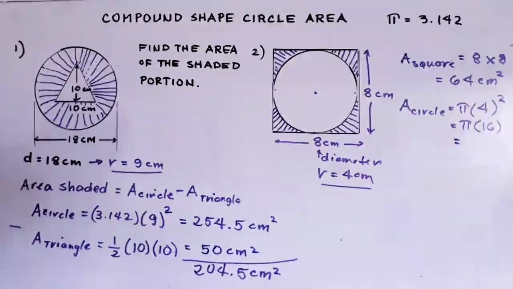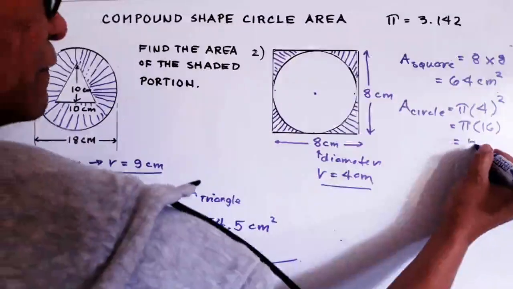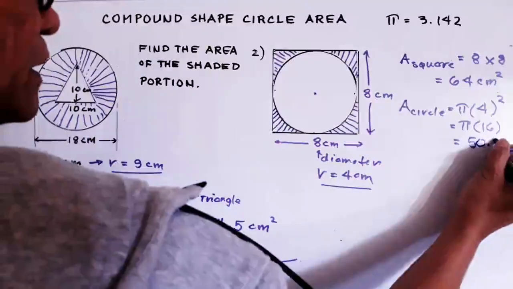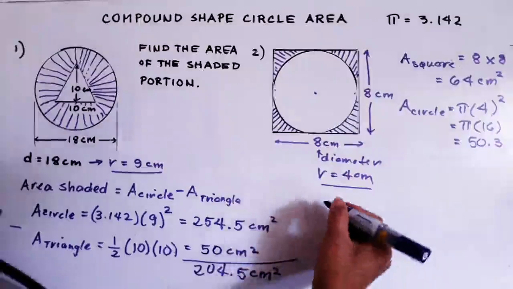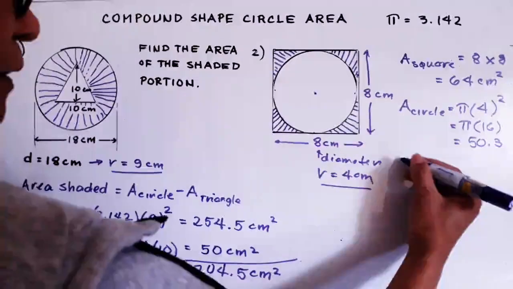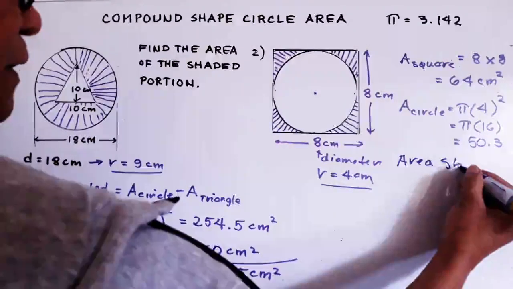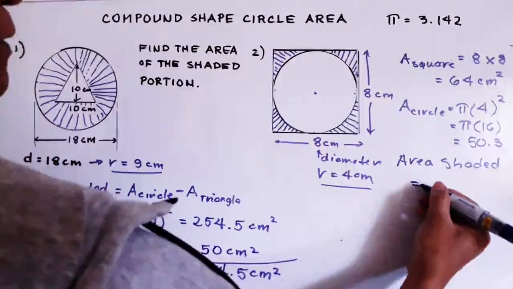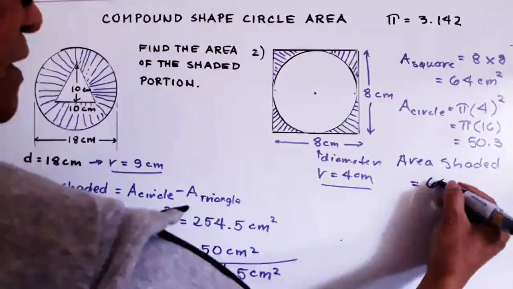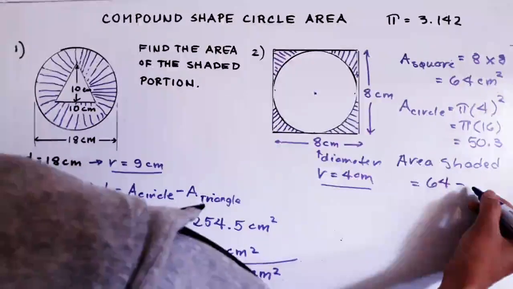And what is the area of our circle there? The area of our circle is 50.3 cm squared. So the net of the area of the shaded is equal to the area of the square, which is 64 minus the 50.3.